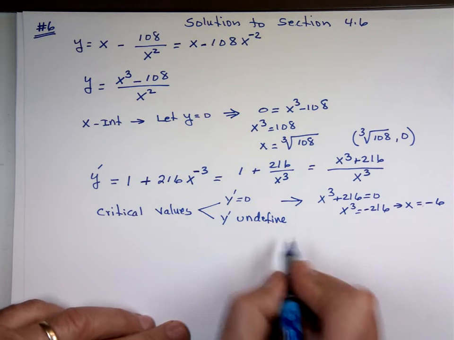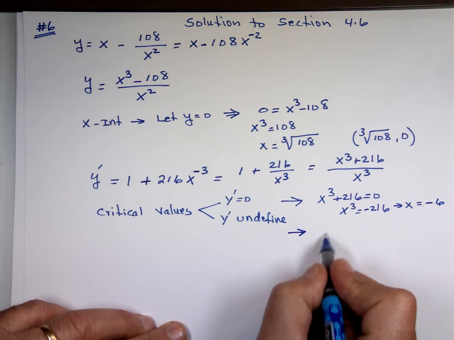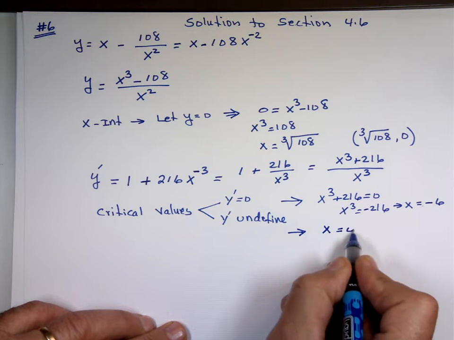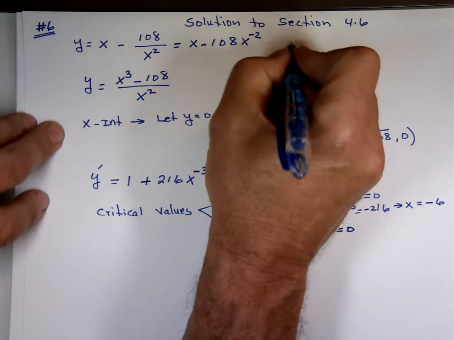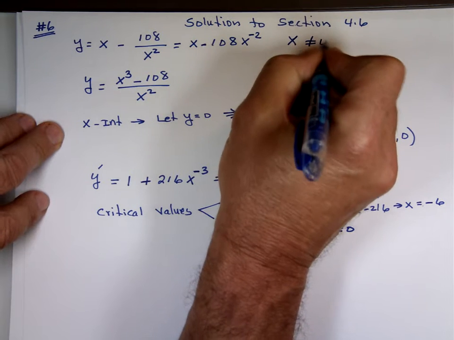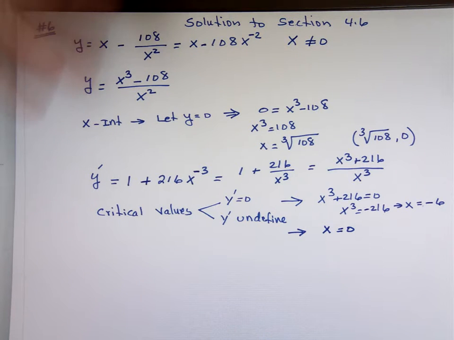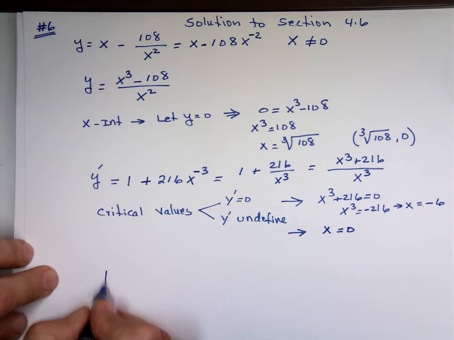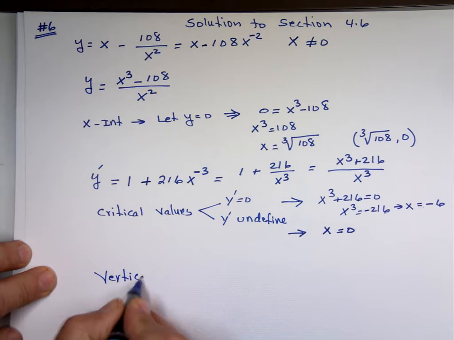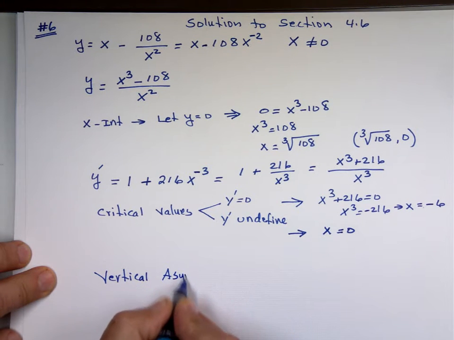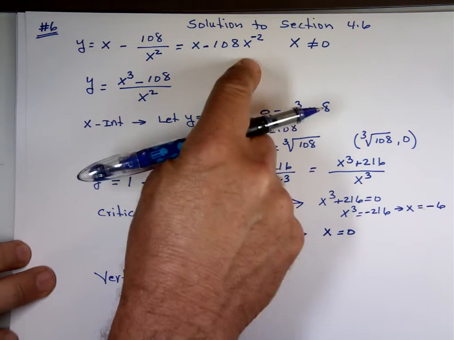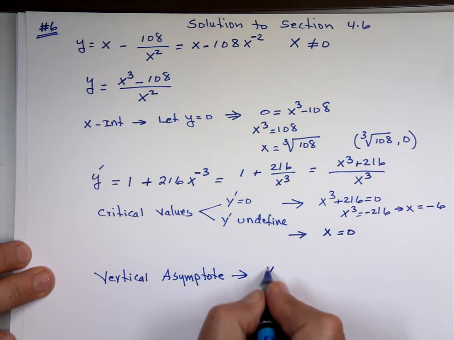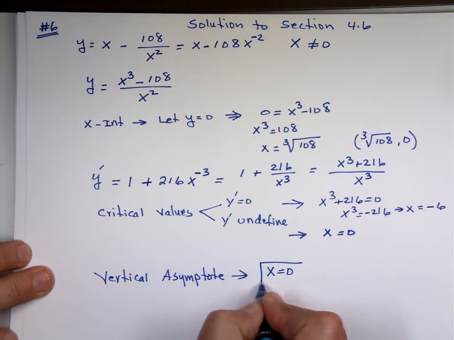And when is the derivative undefined? Derivative is undefined when the bottom is 0. That means x equals 0. X equals 0, it can't be a min, because my function says x cannot be 0. That's actually a vertical asymptote. That's one of the questions. Where's my vertical asymptote? That's the value that makes the problem undefined. X equals 0. That's one of the questions.